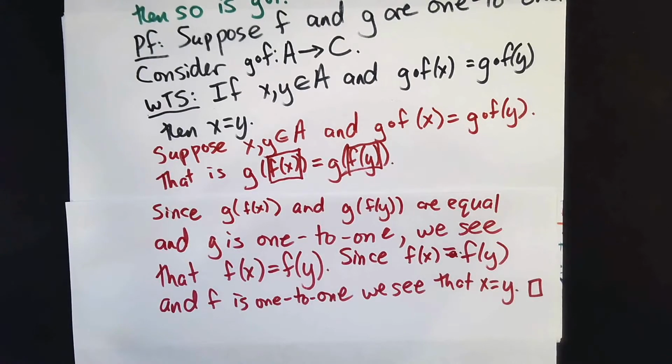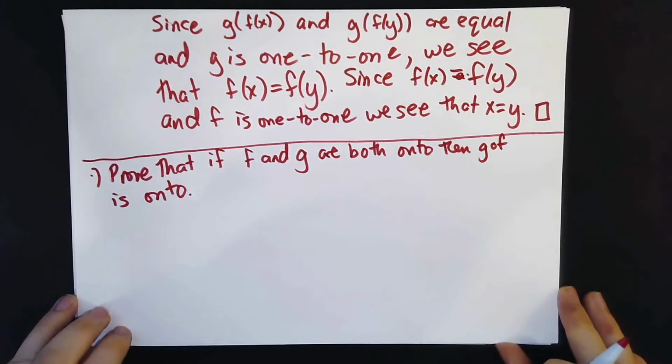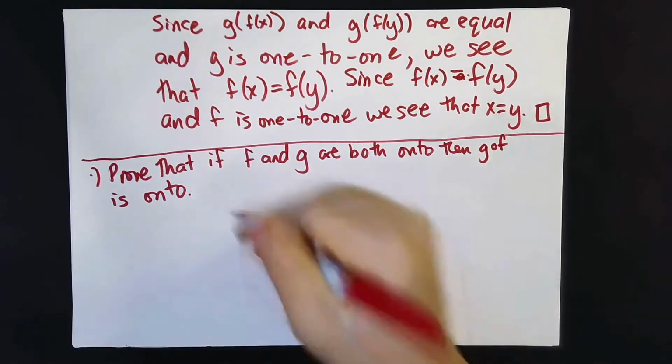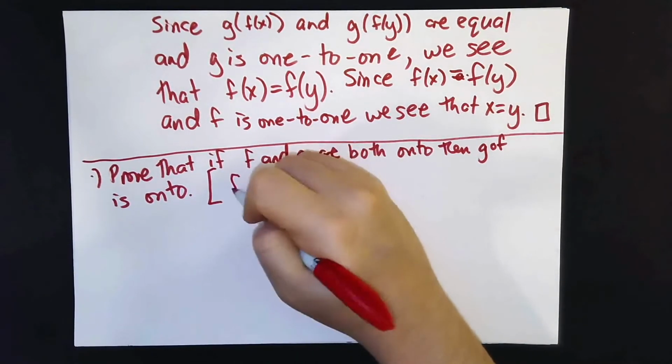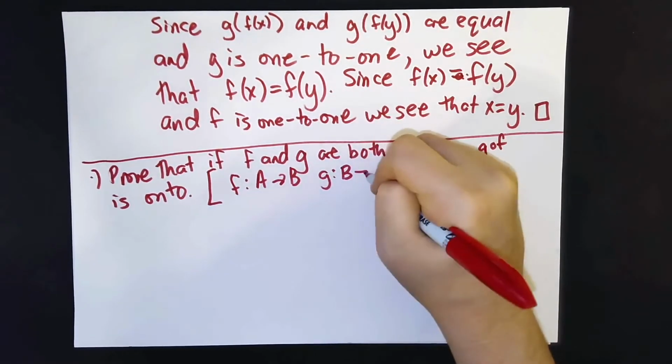Let's do this the other way. Let's prove that if f and g are both onto, then the composition is onto. Just a reminder, remember that f here is going from A to B, and g here is going from B to C.